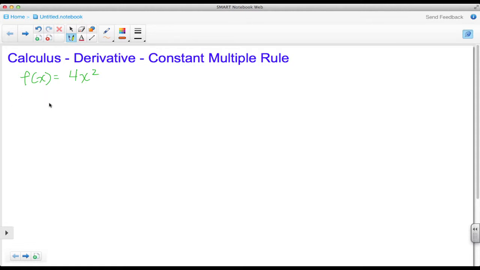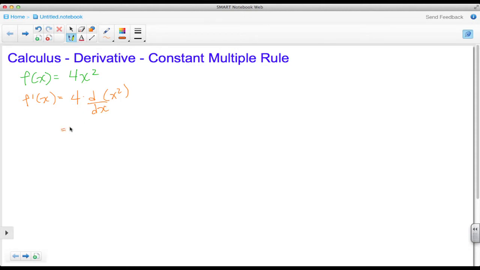We have the function f of x is equal to 4x squared. In this particular equation, 4 is that constant multiple, so we won't be taking the derivative of the 4. We'll be multiplying 4 times the derivative of the x squared here. So this can be written as f prime of x is equal to 4 times the derivative of x squared, and this d over dx is just another way of writing the derivative. And 4 is going to be multiplied by that.